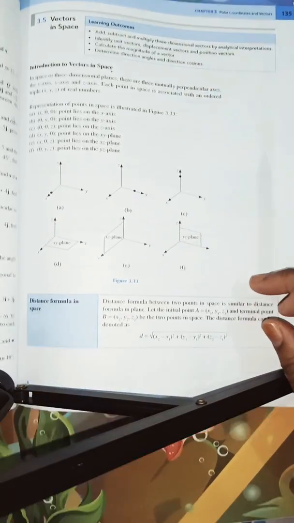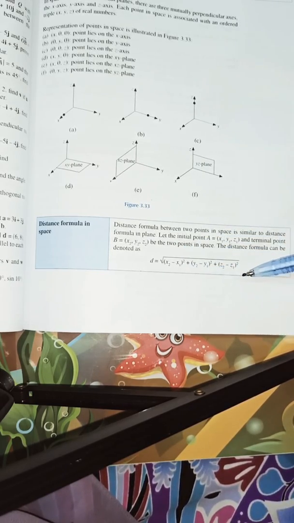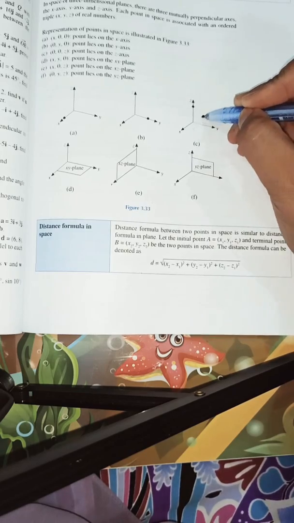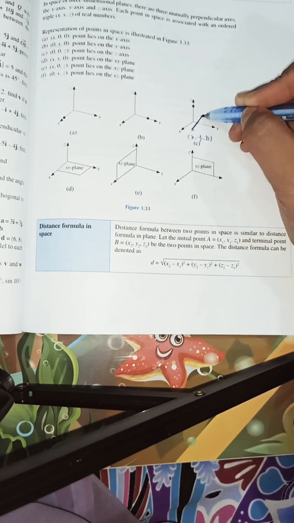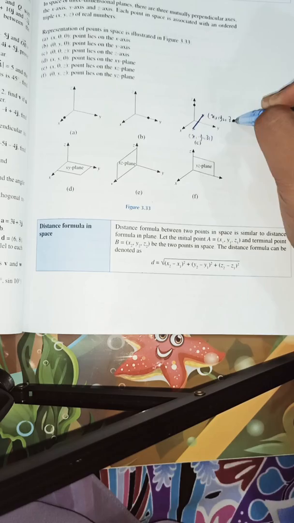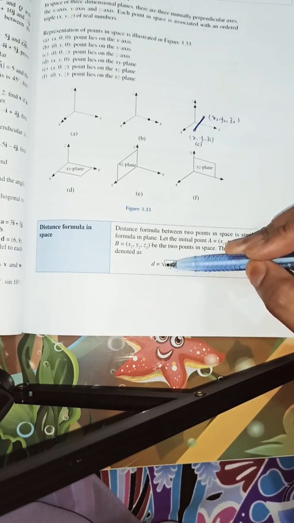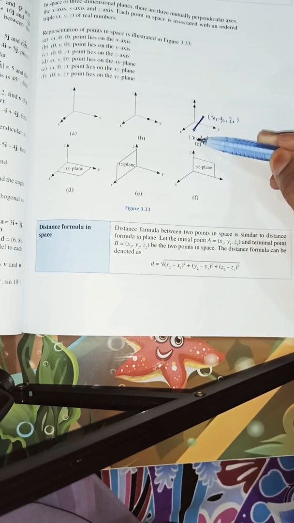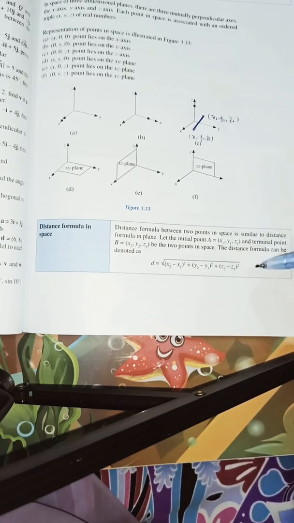We also have a formula for distance. The distance formula between two points in space, I think this is from your secondary school, you already learned this. If you have two points, this coordinate can be x1, y1, z1 and this coordinate can be x2, y2, z2. To find the distance between these two points, the formula is: distance is the square root of (x2 minus x1) squared plus (y2 minus y1) squared plus (z2 minus z1) squared.